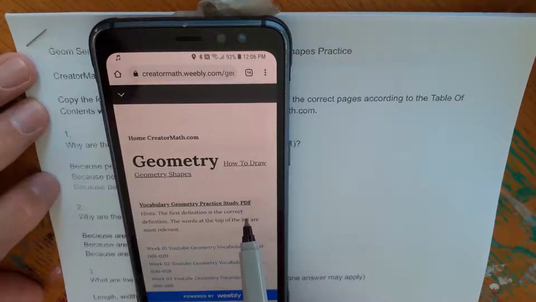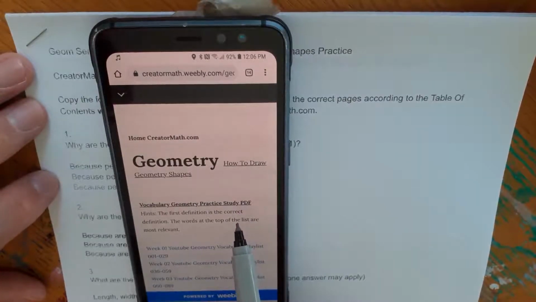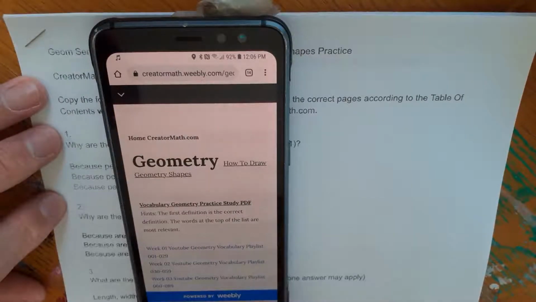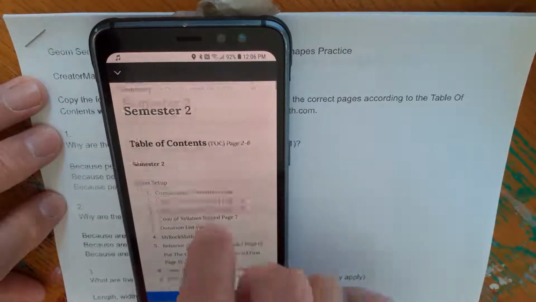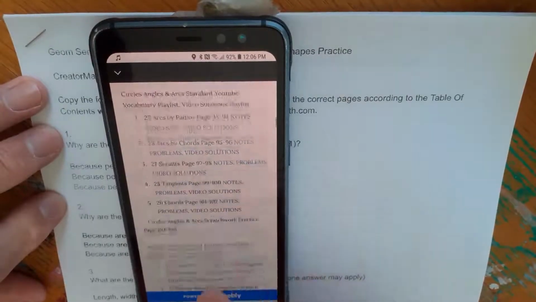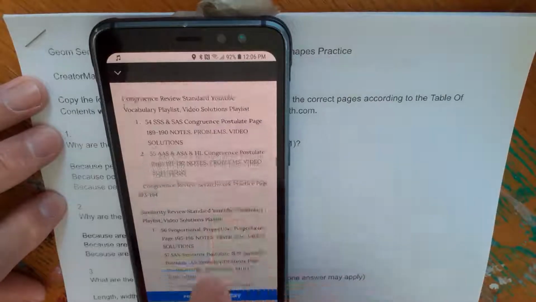This has all the answers to all the vocabulary study practices that you're going to do through each semester. It's got the whole year in there, I think. So if you're using that, you can get 100% on your vocabulary practices.